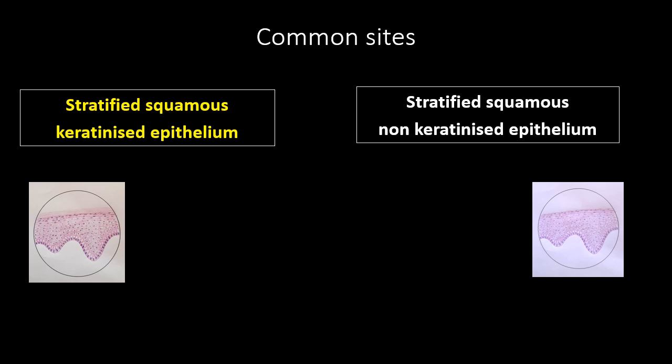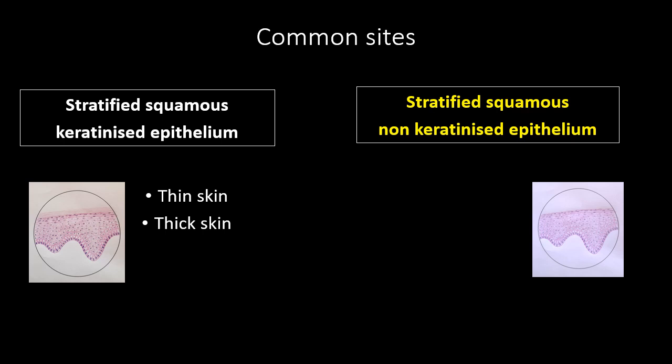So the sites where you see the stratified squamous keratinized epithelia are thin skin and thick skin. Thin skin is present throughout our body, and thick skin is the skin of the palm and soles. So in both these areas you have stratified squamous keratinized epithelium.